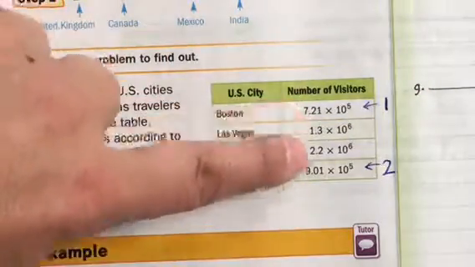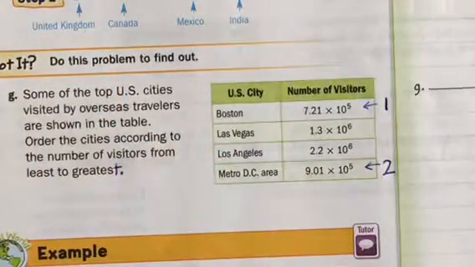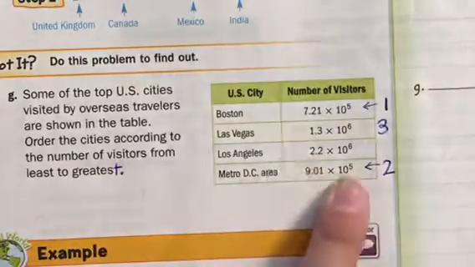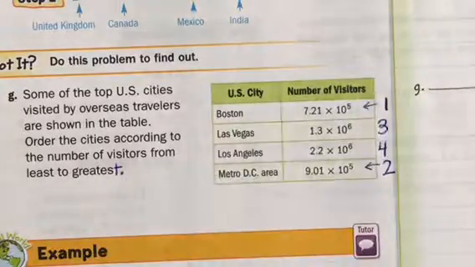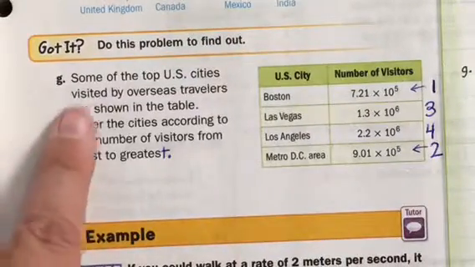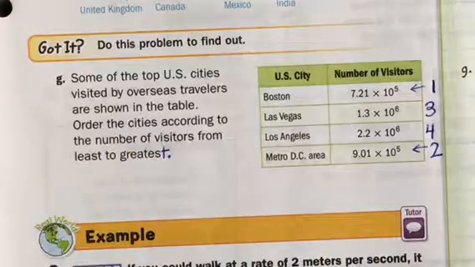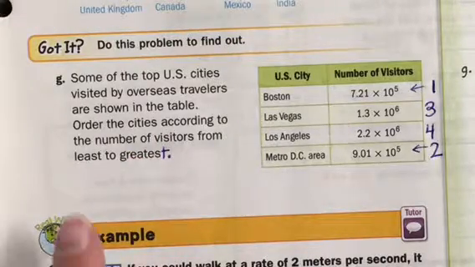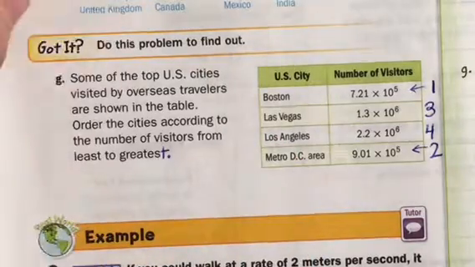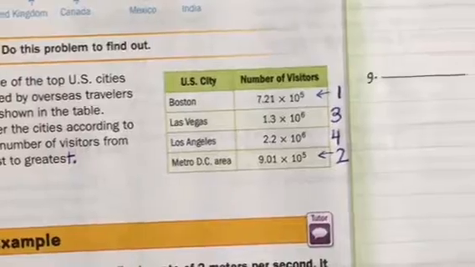So now we're going to compare the powers of 6, and we have to look for the least between those. So which one's the least between those? Las Vegas has got to be 3, so that means Los Angeles is 4. And what does this represent? This is the number of visitors from overseas travelers. So more overseas travelers visit Los Angeles than anywhere else. Does that make sense? Yeah. Or the least visit Boston.